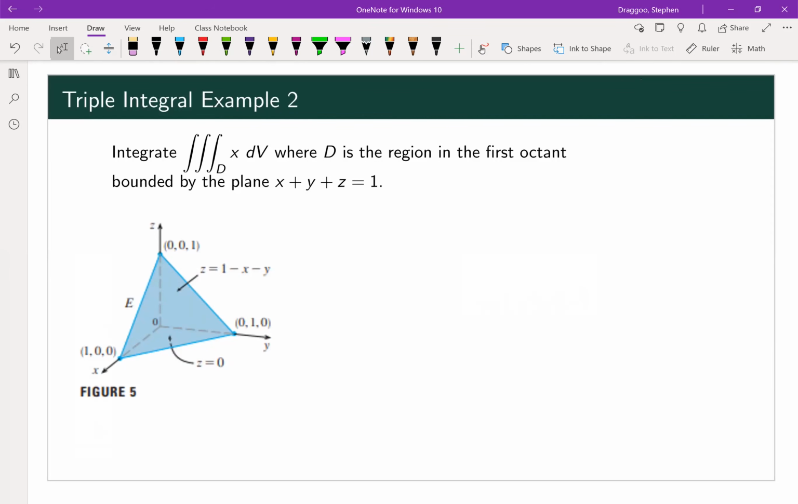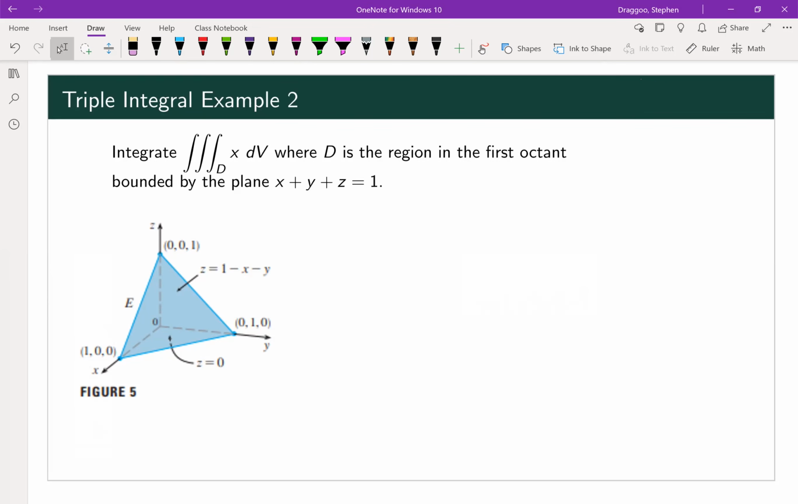So we're going to do a triple integral of x dV, where D is the region in the first octant bounded by the plane x plus y plus z equals 1. So for starters, the first octant is kind of like the first quadrant, except it's in 3-space. So we have 8 instead of 4, so they're octants instead of quadrants. First octant means that all 3 of x, y, and z are positive.